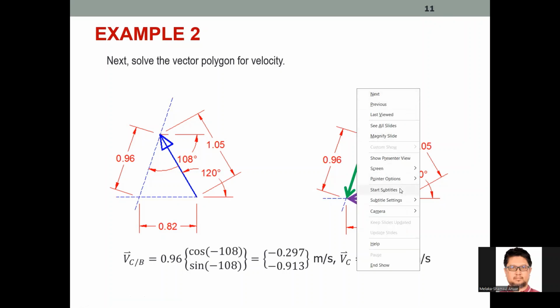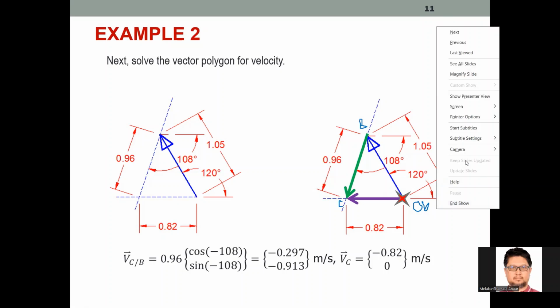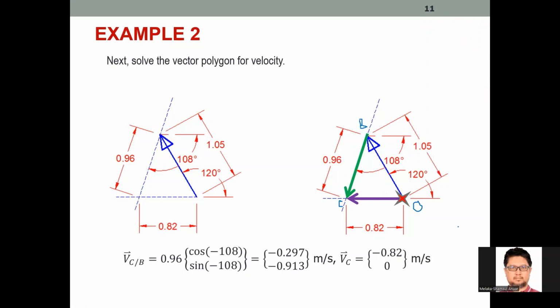So if I can label, this will be point B in velocity, and this is point C. So this is origin velocity. B. Okay, so that is the case.